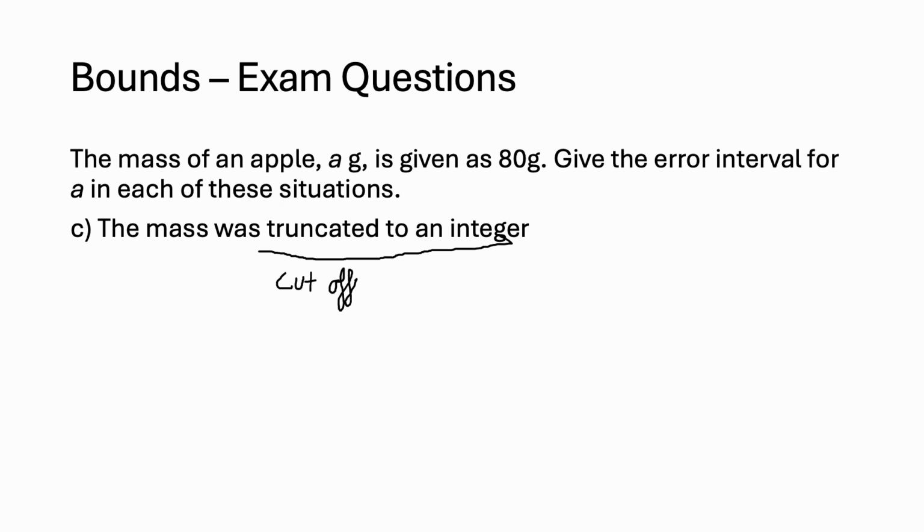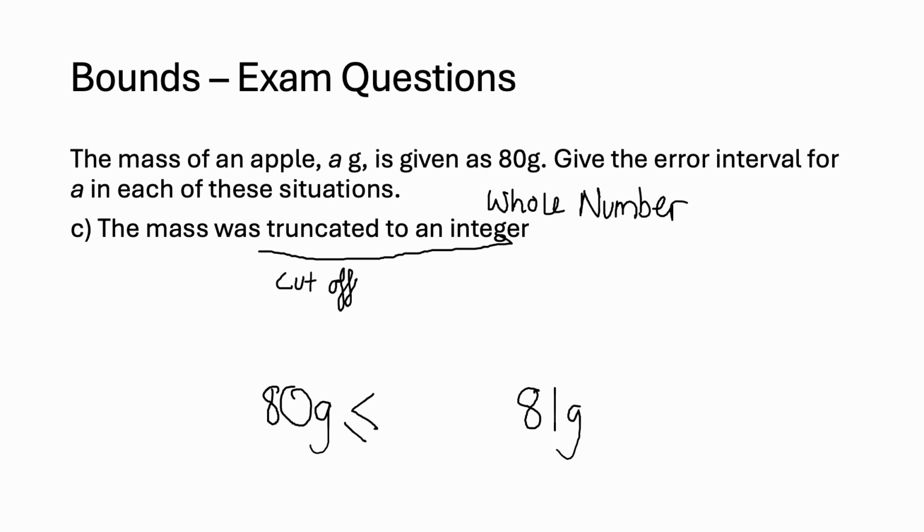So first of all, we know that the lowest possible number it can be when truncated to the nearest integer, which means whole number, is 80. 80 grams is the lowest it can be. And then for it to be truncated to a whole number, one whole number higher than 80 is 81 grams. So that means that our A has to be equal to or greater than 80, but it has to be less than 81 grams when we are talking about truncation.